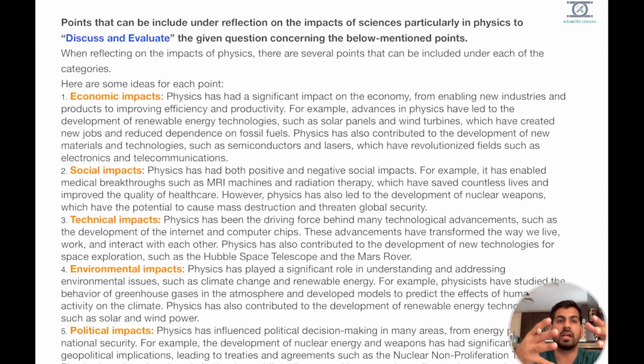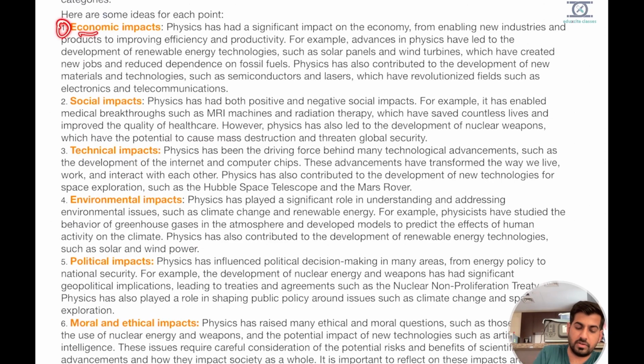What has to be written down for each of those impacts, keeping a particular idea in mind, is what we are going to discuss, and then we will take one past year paper question and break down how to write it in order to get good marks. Okay, so let us say the first is your economic impacts.